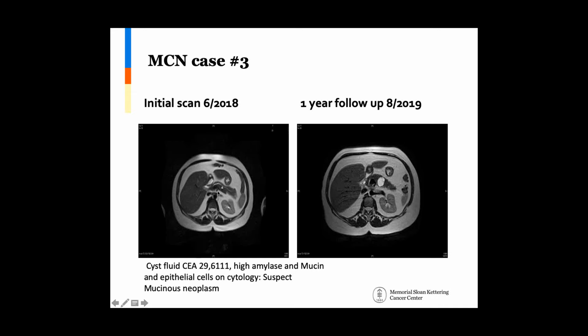The rest of her pancreas looks normal, and this was her short interval scan from a previous institution, so she had then been recommended to come back in a year. And this is her now, a year later, and clearly enlarged. And again, you see the same characteristics. Large unilocular cyst with the golf tee sign. She had an EUS last week. Her CEA was 29,000, high amylase and mucin, and a suspect MCN.